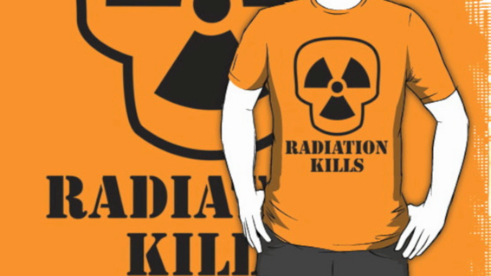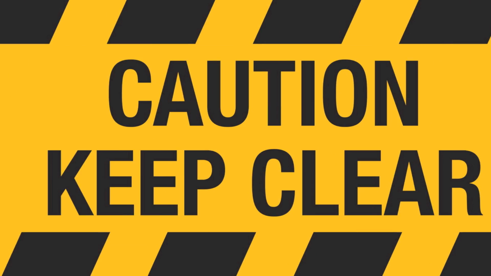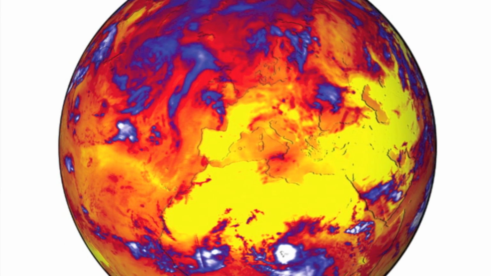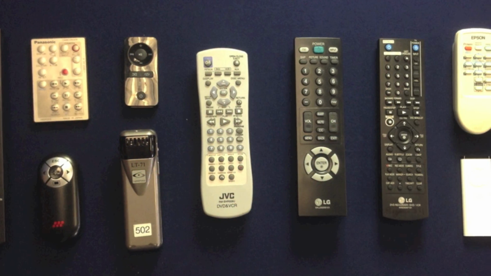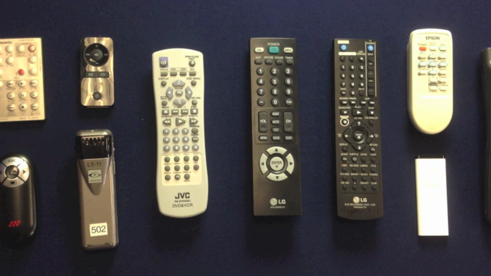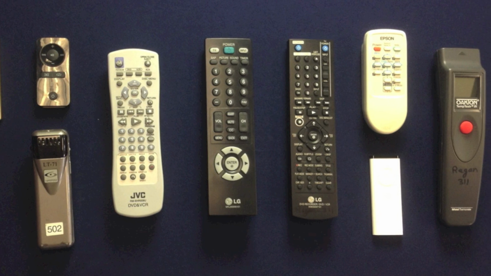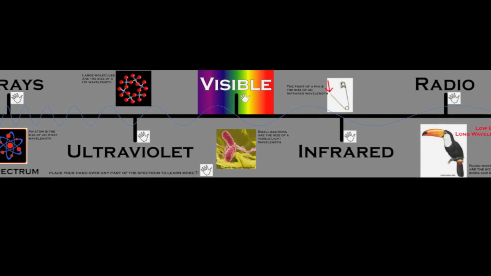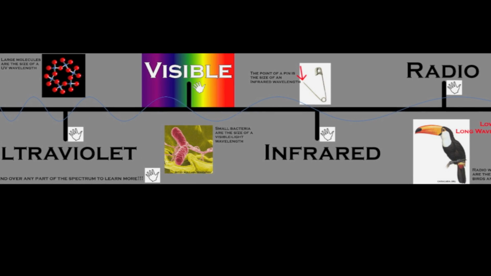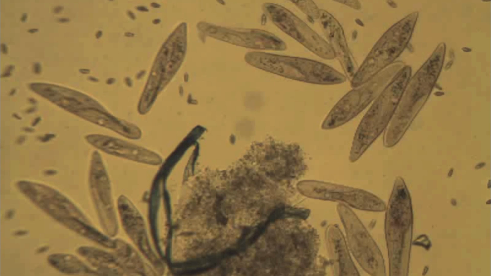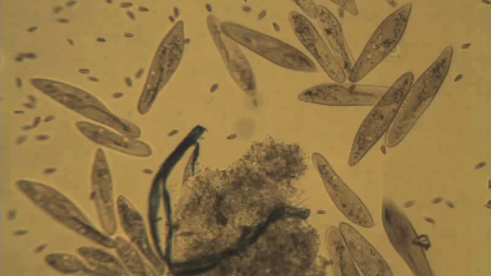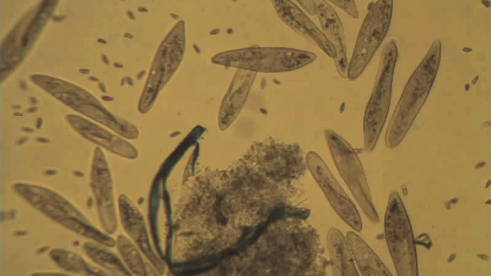Have you ever heard the expression "radiation kills"? But does all radiation kill? Infrared is all around us, and you cannot see it with the naked eye. For example, every time you turn on the TV, you are exposed to infrared radiation. The infrared that was used in this experiment lies between visible light and radio waves in the electromagnetic spectrum. We decided to test if infrared radiation affected the growth and mortality of paramecium.